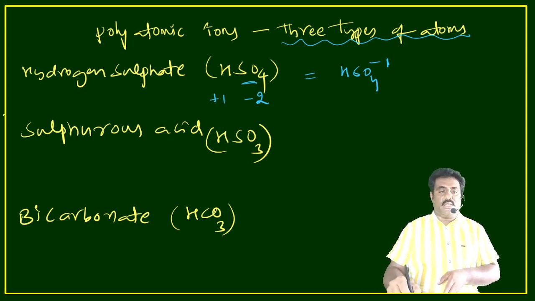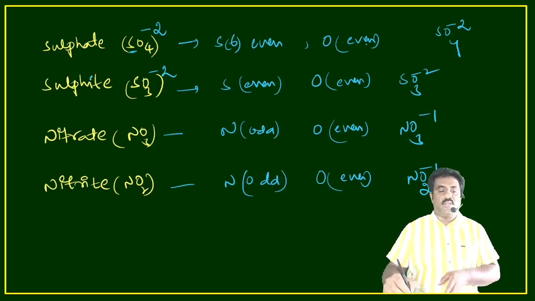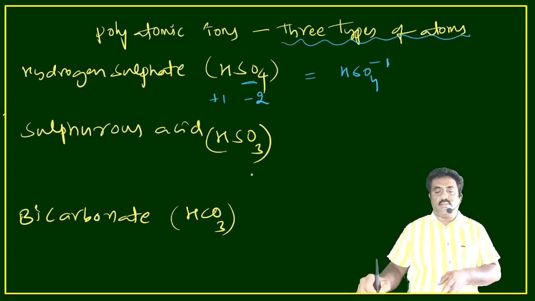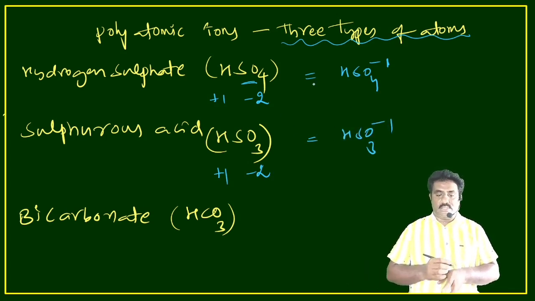Next, sulfurous acid. SO3. What is the charge? Minus 2. Hydrogen is plus 1. So what is the charge? Charge equals minus 1. HSO3 minus 1.